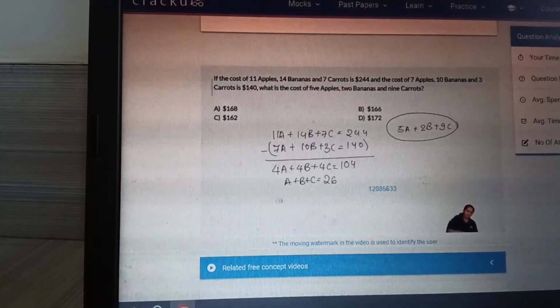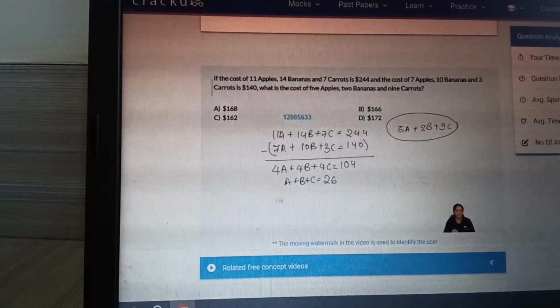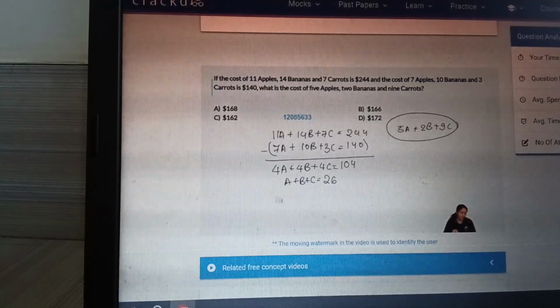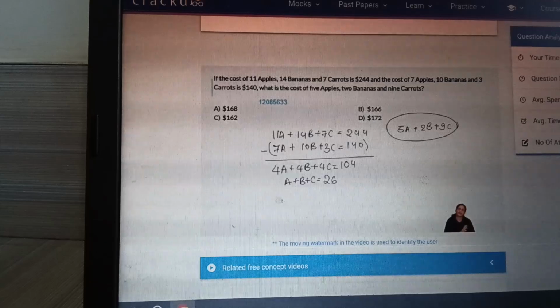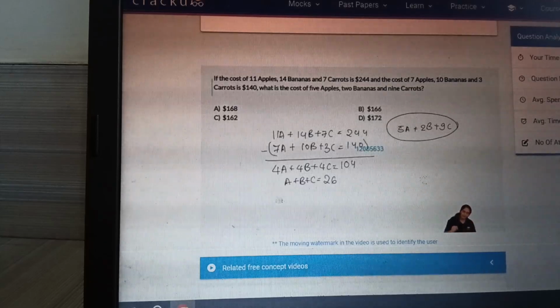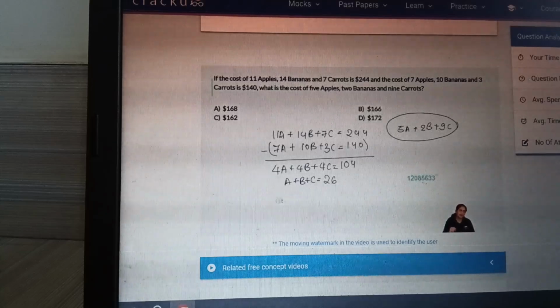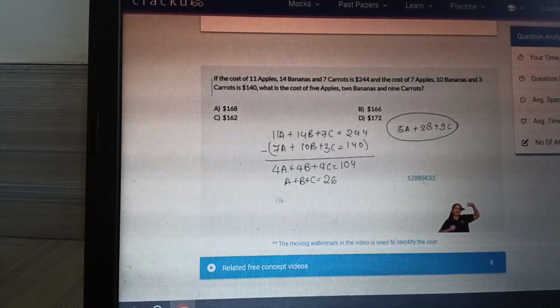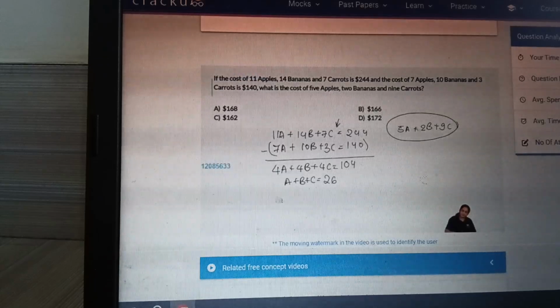Now take a look at your original equations and take a look at the required equation. In our original equations, bananas are the most, 14 bananas and 10 bananas. The second highest coefficient is given to apples, 11 and 7. And the least coefficient in each equation is for carrots. But in our required equation, bananas have the least coefficient, apples have the second highest coefficient and carrots have the highest coefficient. Which means that if I start from an equal position and then subtract one of my original equations, I am likely to get a scenario where the carrots are the most, bananas are the least and apples are in the middle. Because over here this situation is reversed.